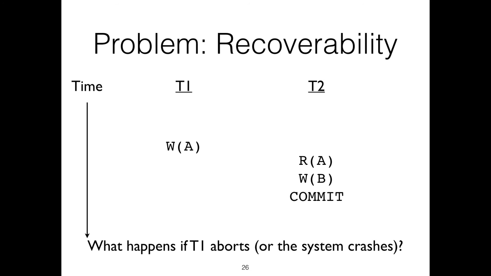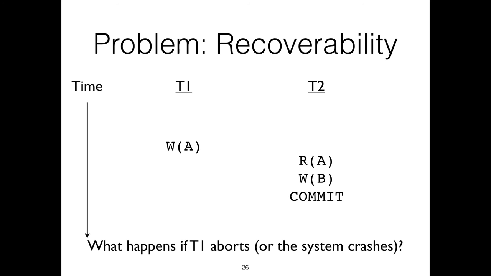Because, say that again? You don't want T2 to commit because it read in a value that's going to abort from T1. Okay, so we can't allow T2 to commit because there's a possibility that T1 might abort. And if T1 aborts, then T2 read in the wrong value of A, which means that everything that T2 has done up to this point is suspect.